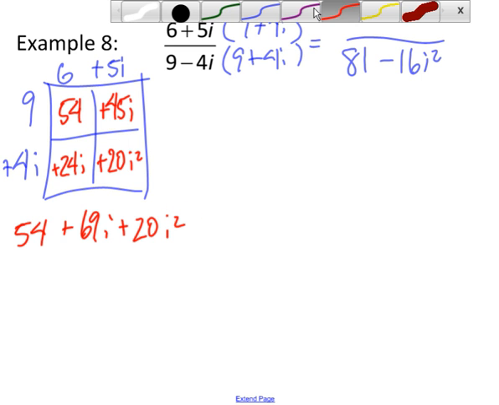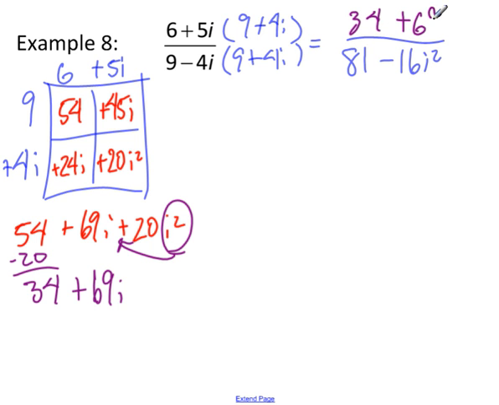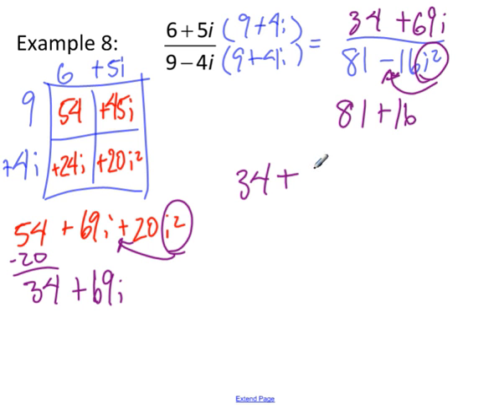squared. So let's think about what that i is doing. i squared changes this to minus. So 54 minus 20 leaves me with 34 plus 69i, and that's what's going to go over here. Now same thing's going to happen on the bottom of my fraction. I got that i squared. It's going to change my sign here. So I've got 81 plus my 16. That changes my fraction now to be 34 plus 69i all over 81 plus 16 is what, 97?